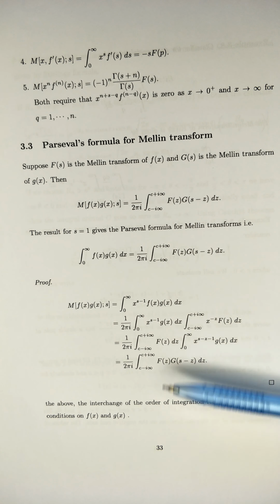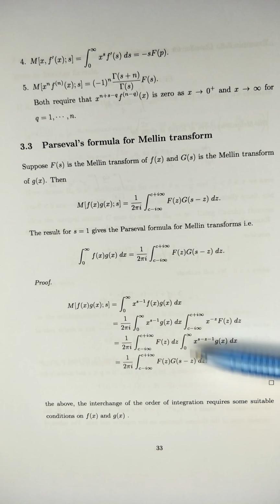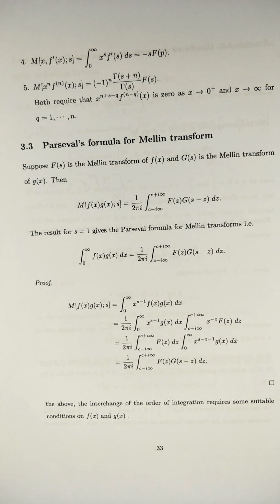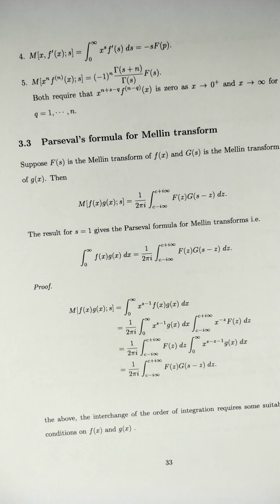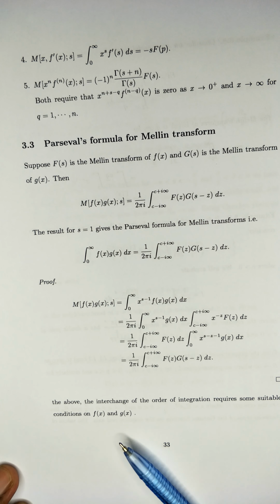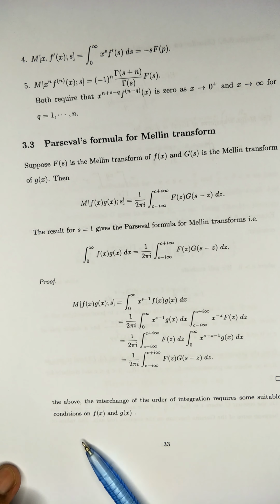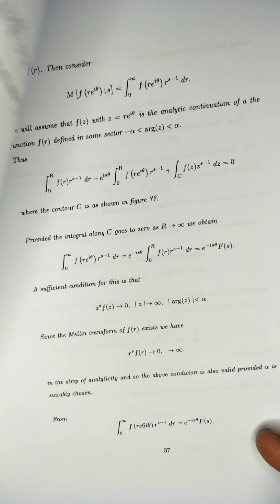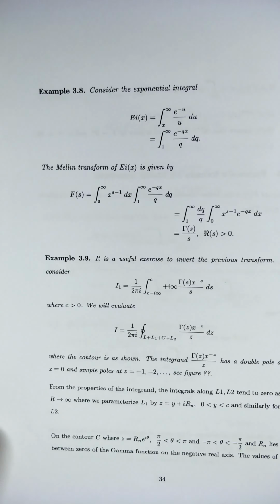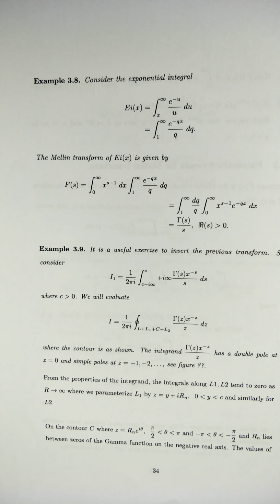The proof is given here. I don't want to go into detail. You can just follow the proof. I think the proofs are written in detail, and it's not difficult to follow. You just do it yourself. The above interchange of order of integration requires some suitable conditions on f(x) and g(x). I think I'll stop here, and in the next video I'll give you examples on those things.